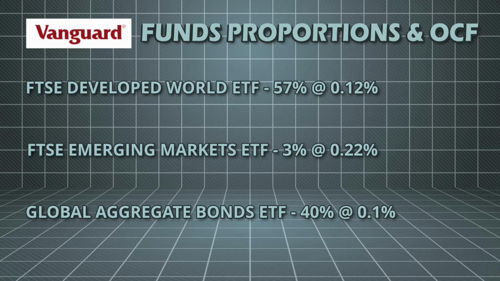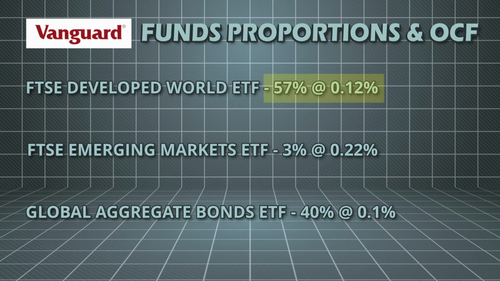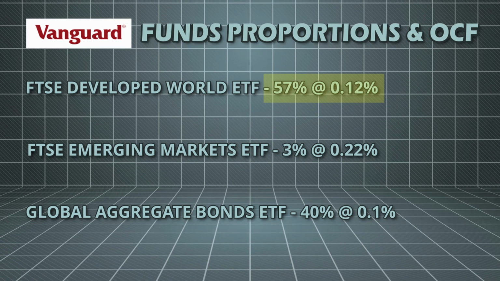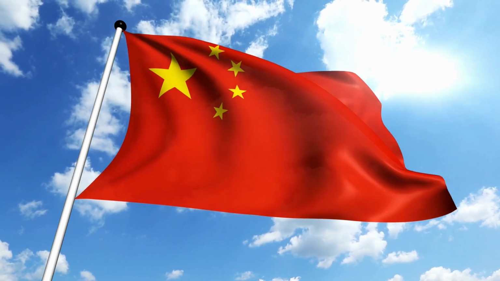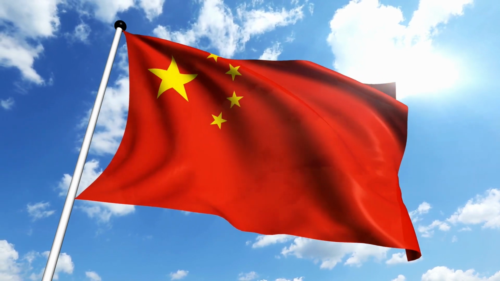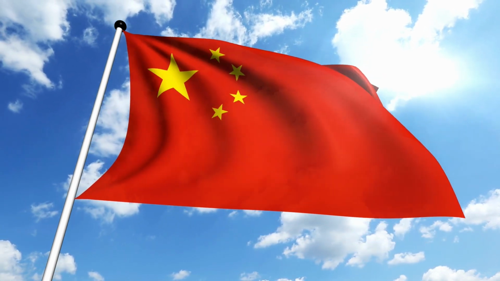As I mentioned before, that 57% that is invested in the Vanguard FTSE Developed World ETF only has an OCF of 0.12%. I also thought about emerging markets on my investing timeline, and given my age, I'd probably have less time for emerging markets to become developed markets. If you are younger, then maybe a higher proportion of emerging markets in your portfolio might be a consideration for you.